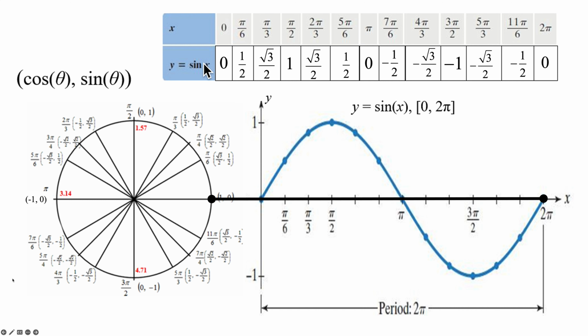So these are the values that I like to plot, especially the zeros, the 1/2s, and the 1s. I'll show you a shortcut on how to graph radical 3 over 2 when we look at the next slide.